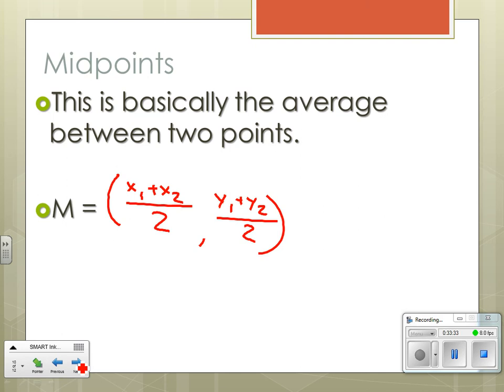And that's if you're on the coordinate plane. If you're on the real number line, then you just don't have the y's to worry about. You just have the x's.